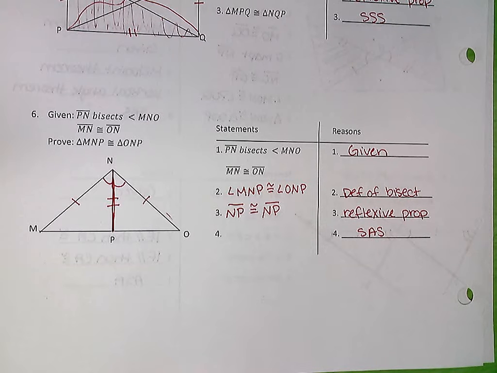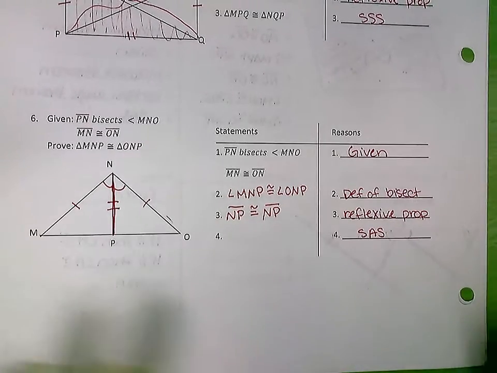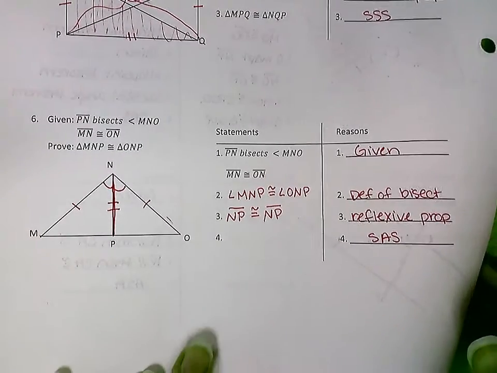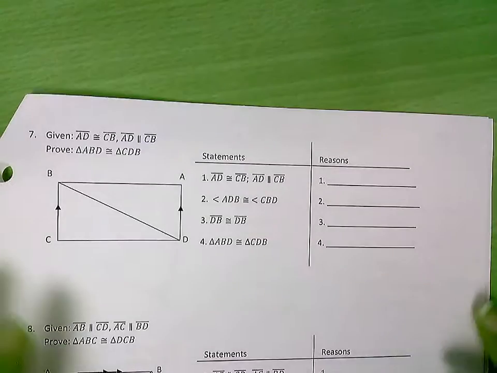You do need to remember what a bisector is. That's pretty important in your triangle proofs here. If it says bisector, it splits it into two congruent pieces. If it's bisecting an angle, you split the angle. If it's bisecting a side, you split the side. Questions? Okay, almost done.